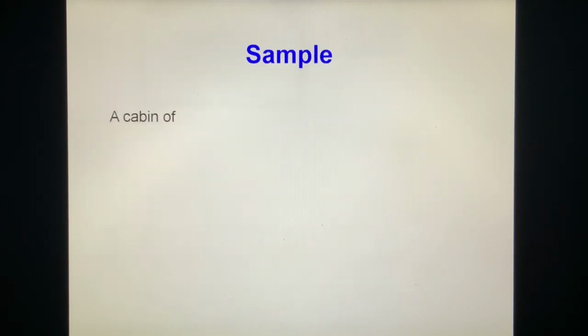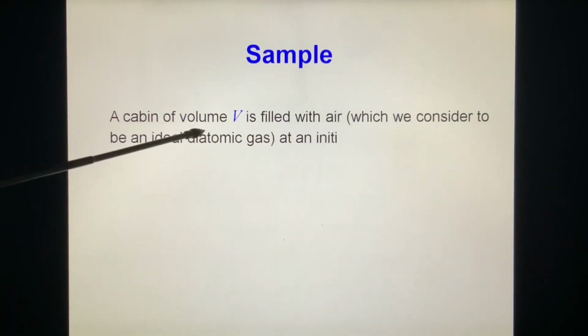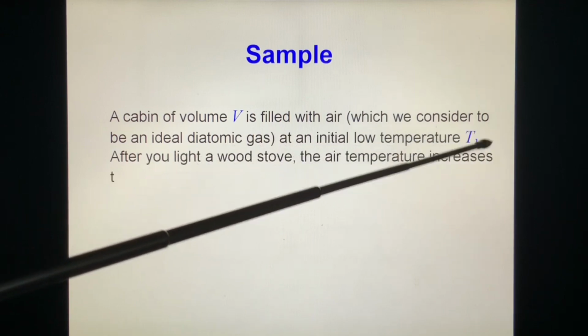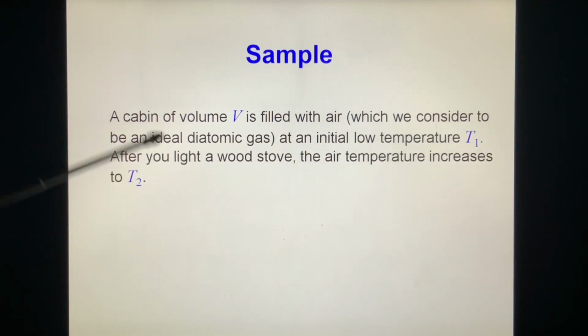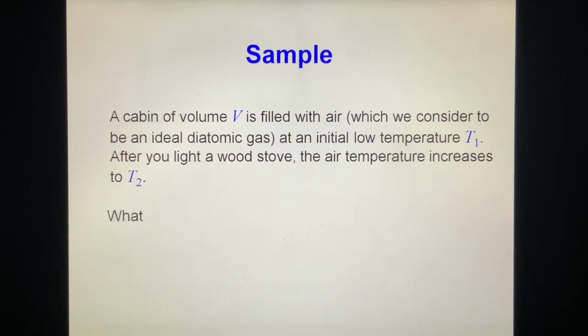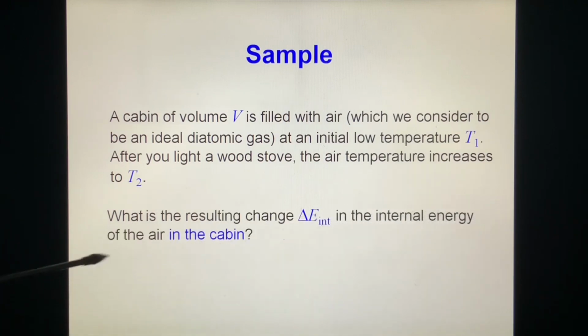Sample. A cabin of volume V is filled with air, which we consider to be an ideal diatomic gas because of oxygen and nitrogen, at an initial low temperature T1. After you light a wood stove, the air temperature increases to T2. Question. What is the resulting change delta E internal in the internal energy of the air in the cabin?